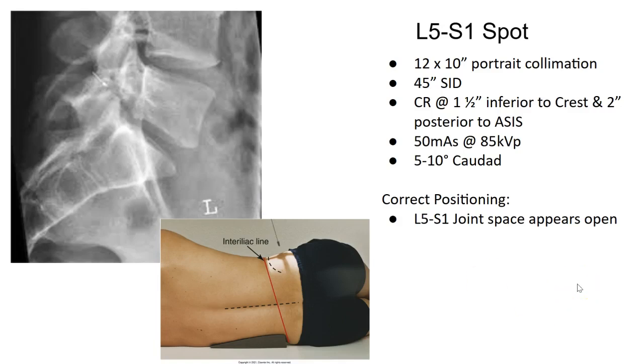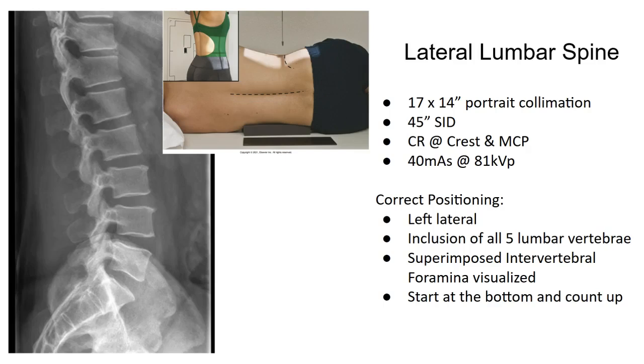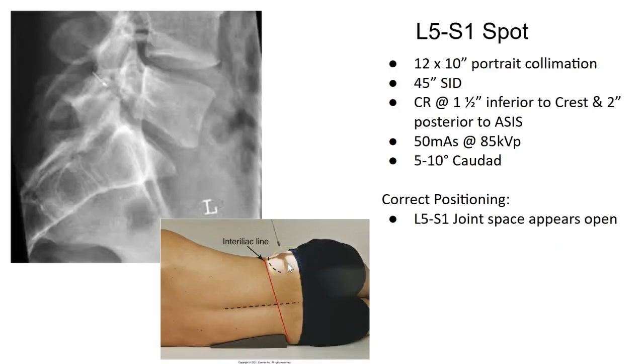Okay, the L5-S1 spot. Now, if we can go back a slide, we can see L5-S1 very nicely on this radiograph. So some departments, if you can see L5-S1 nicely on the lateral, they won't do a spot. But there are times where if the patient's got thicker hips, it's difficult to see that L5-S1 region. Then you would do what we call a spot. And it's basically a collimated picture of that L5-S1 region.